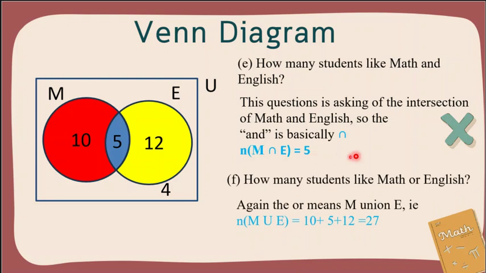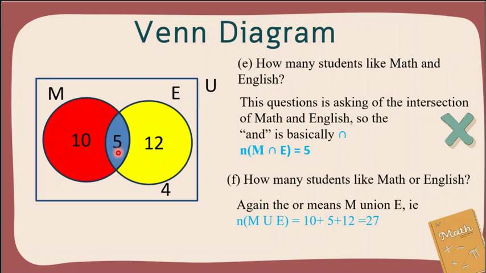Then our final question, how many students like math or English? Now you have to pay attention here. They either like math or English. This means they either like math, they like English, or they like both of it, because the question said they like maths or English. These people like maths only, these people like English only, and these people like both. So the people who like maths or English will be a combination of all the people who have something to do with maths and English.